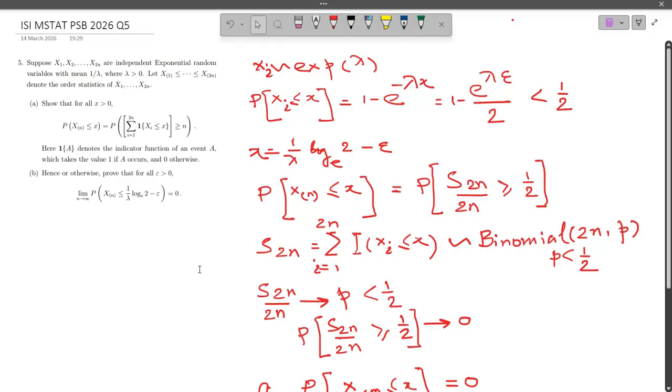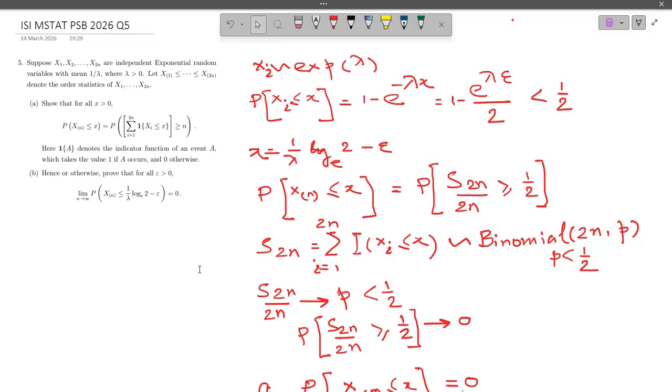For part A, I didn't write anything. I just looked at it this way: the nth order statistic being ≤ x means the number of observations falling below x is ≥ n. Now the number of observations below x is the summation over i = 1 to 2n of the indicator of Xi ≤ x. That should be ≥ n. So the probability that X(n) ≤ x equals the probability that the summation over i = 1 to 2n of the indicator of Xi ≤ x is ≥ n.